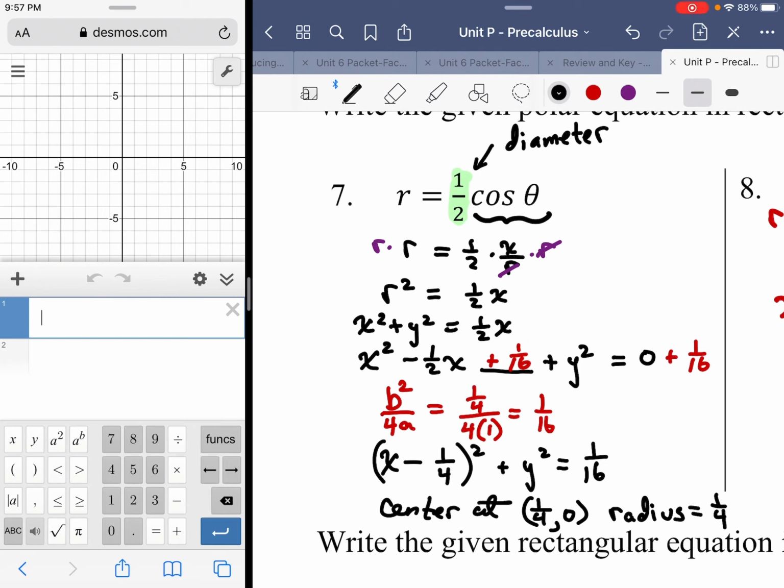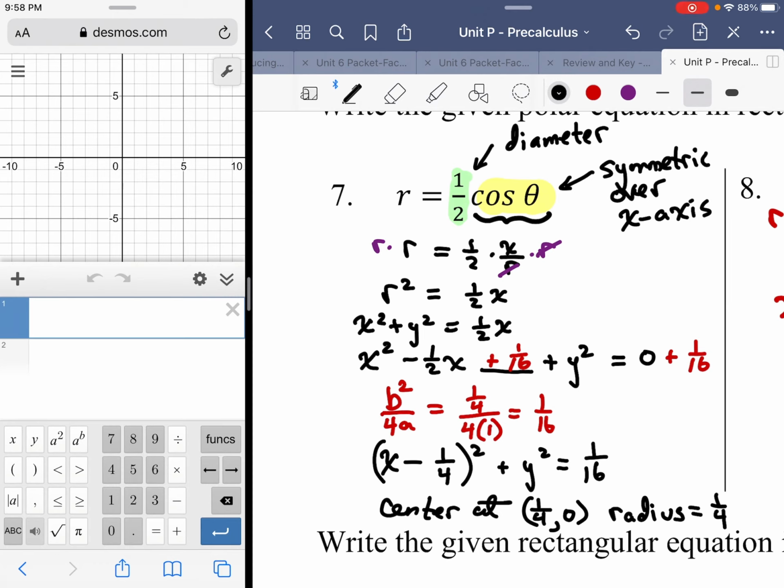Half of a diameter is a radius, so half of a half is 1/4. Right? Anything in the form of r equals a cosine of theta would be a circle that is symmetric about the x-axis. Right? And so we can get a lot from the polar equation.